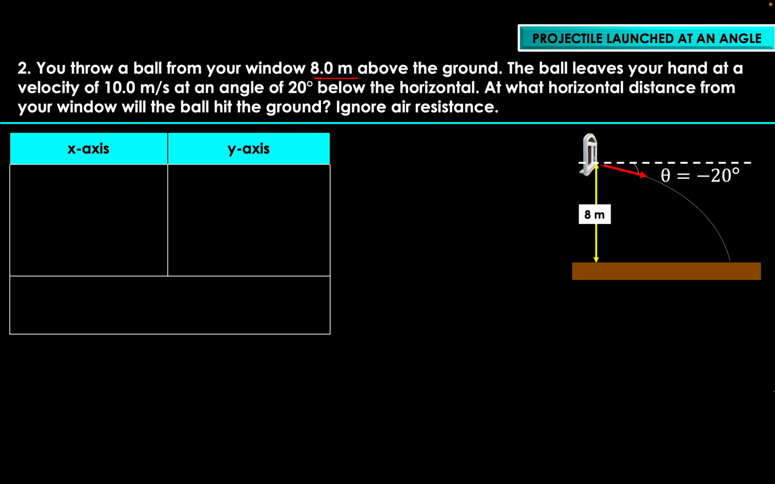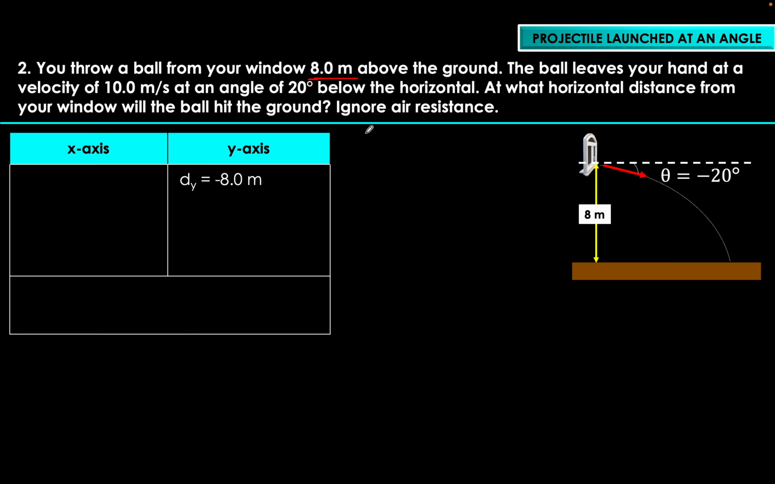Okay, let's list down the given in a tabulated format because we're done with the sketch, pretty much. Okay, so first for the y-axis, d sub y is negative 8.0 meters. So that's the displacement of the ball along the y-axis. Miss, why is there a negative sign? The problem doesn't have a negative sign.